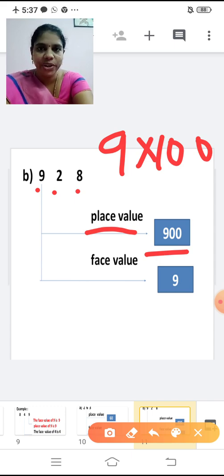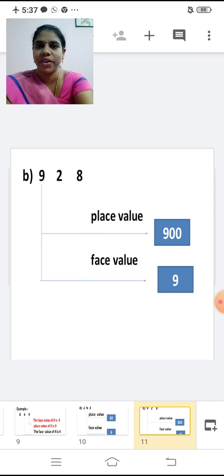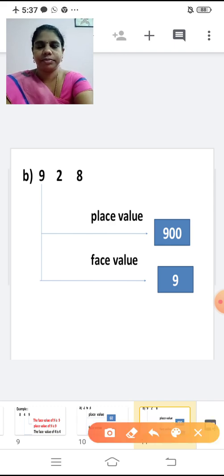So 9 into 100. 900. As it is in hundreds place. And what is the face value? What digit is there in the 9? Value of the digit itself. What value we have? 9. So the face value is 9 and the place value is 900. 9 into 100, 900.